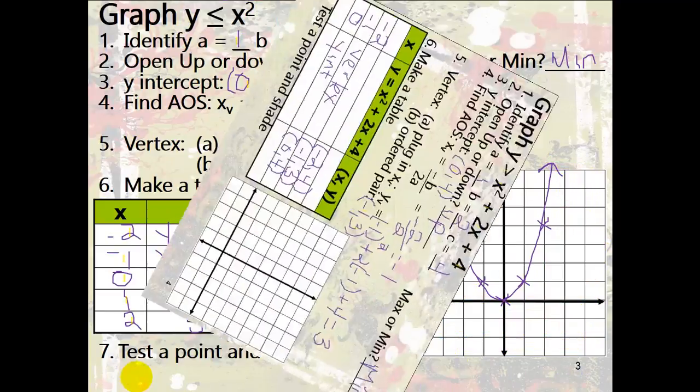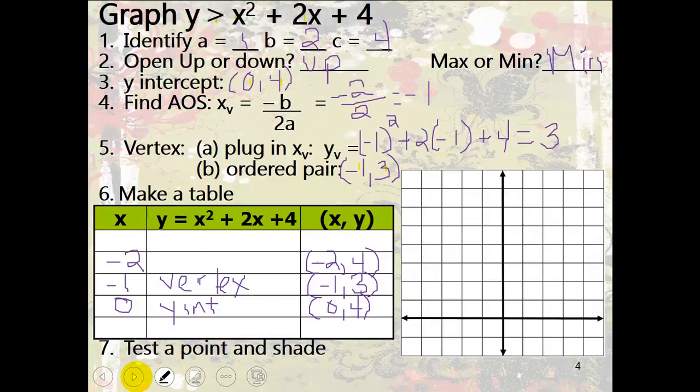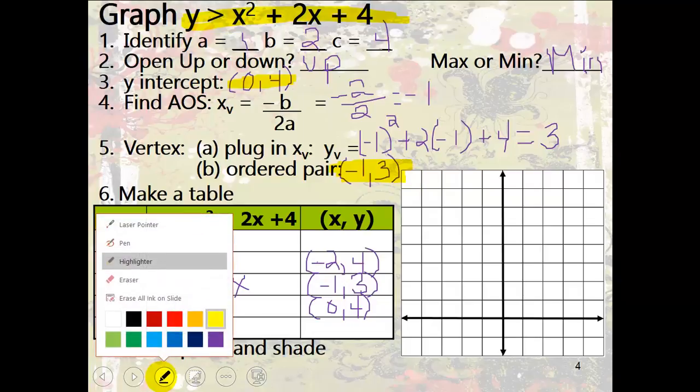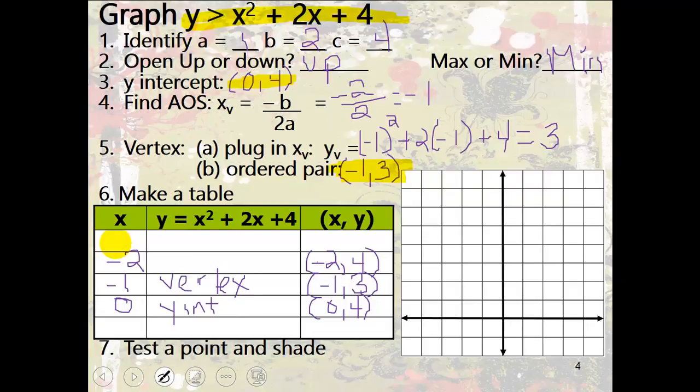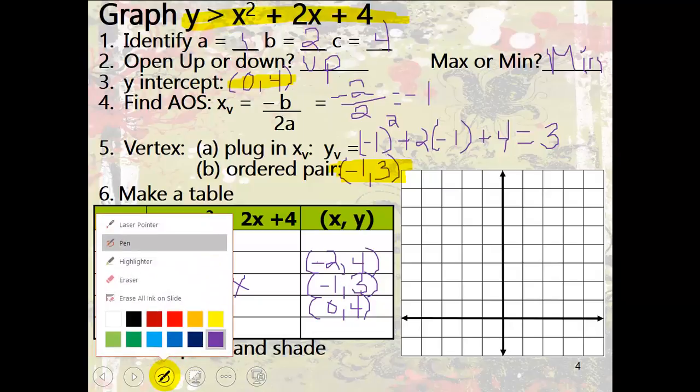This next one, y is greater than x squared plus 2x plus 4. Again, I found all the key components. To summarize, my y-intercept is 0, 4. My vertex is negative 1, 3, and then I'm going to use some symmetry to get me the right coordinates. So let me get my pen.